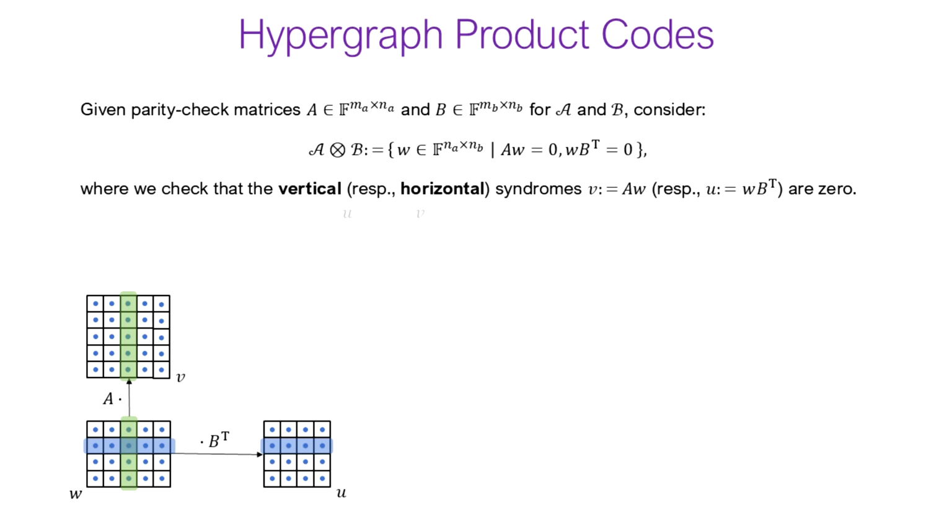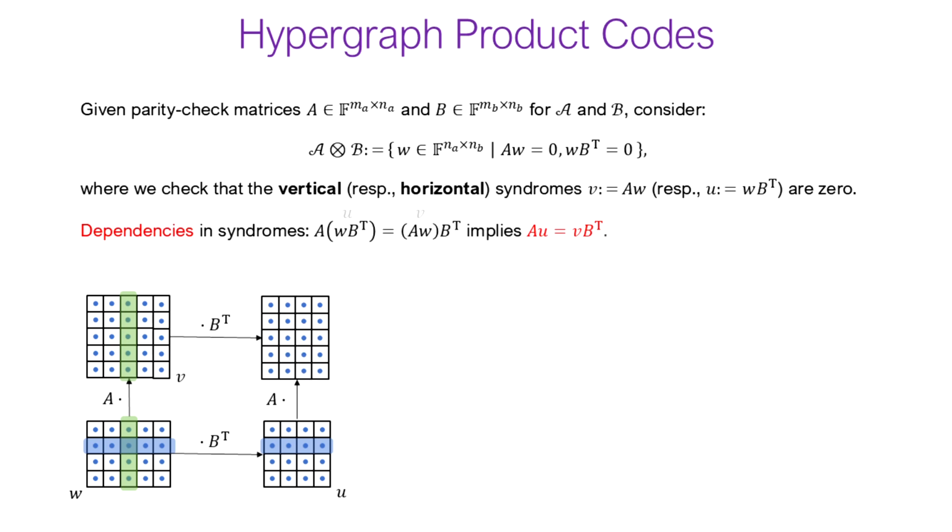What is interesting is that these vertical syndromes and these horizontal syndromes are dependent. You have a lot of dependencies between them. You can see this if we multiply this syndrome by matrix B and this syndrome by matrix A, in which case you obtain exactly the same thing, just because of the associativity law in your field.